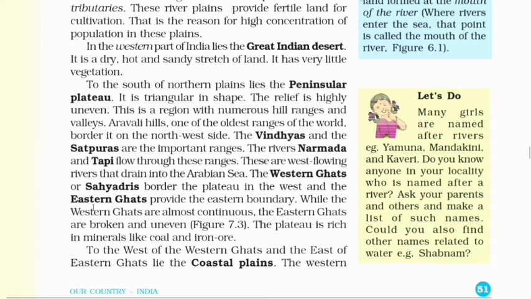The Western Ghats or Sahyadri border the plateau in the west, and the Eastern Ghats provide the eastern boundary. The Western Ghats are almost continuous. The Eastern Ghats are broken and uneven. The plateau is rich in minerals like coal and iron ore.